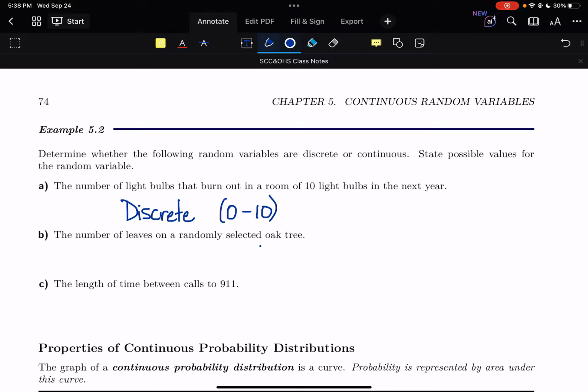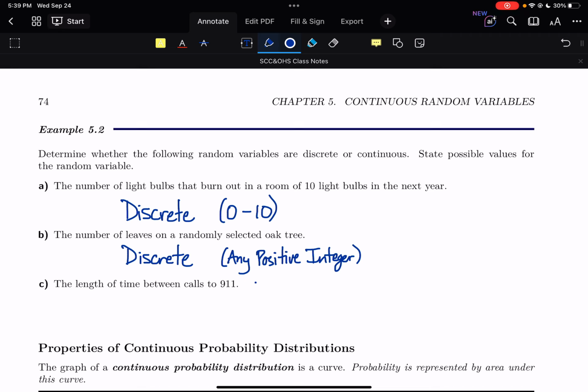Number of leaves on a randomly selected oak tree. This one might seem like it could be continuous because there's a lot of them, but the leaves themselves are countable. If you had enough time and a strong amount of willpower to count those leaves, you could do it, and you would find that the value is discrete. It's a whole number of leaves. Okay. So this would be any positive integer. That would just be any positive value could potentially be the number of leaves on that tree.